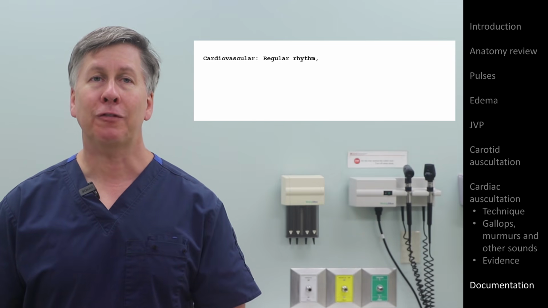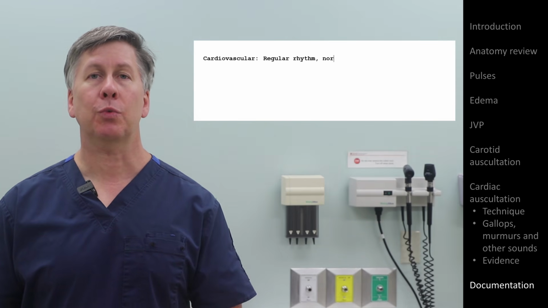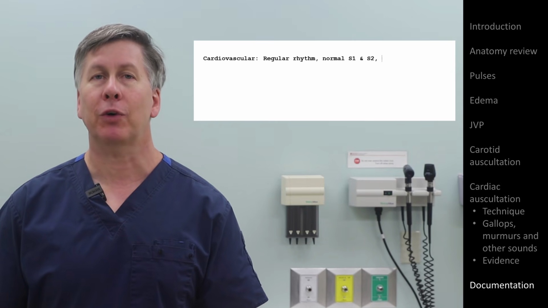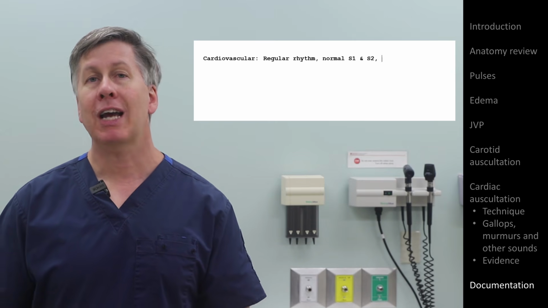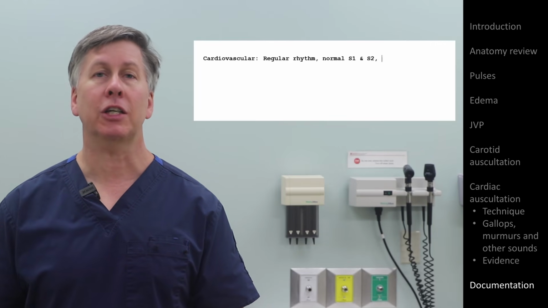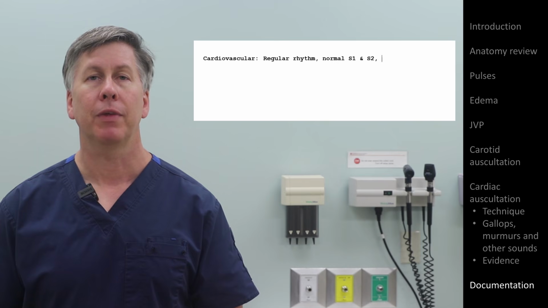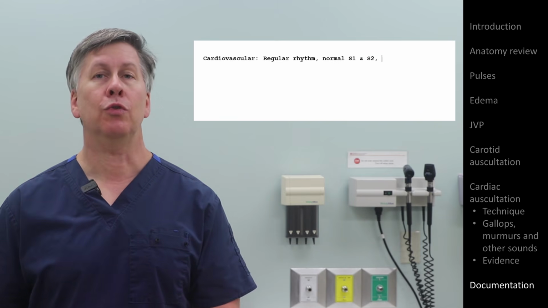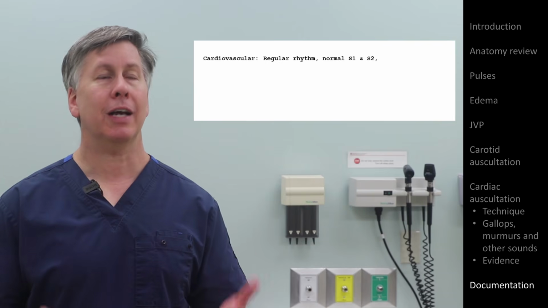It's conventional to follow this with normal S1 and S2, though be careful to not misapply this phrasing. For example, saying that S2 is normal implies the existence of a physiologically split S2 during inspiration. If there is no S2 split, then I would instead document normal S1, absent S2 split.